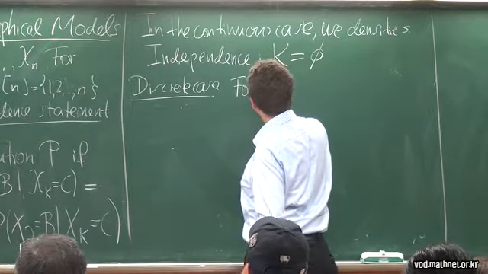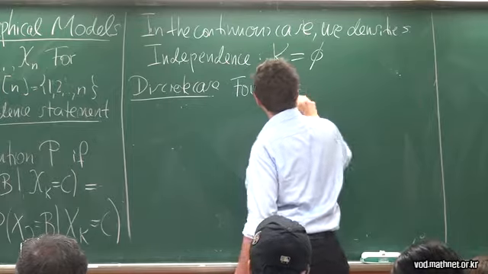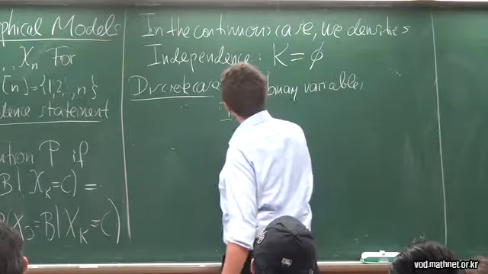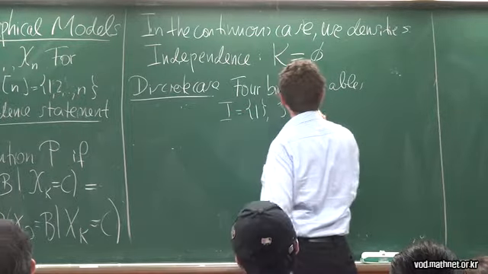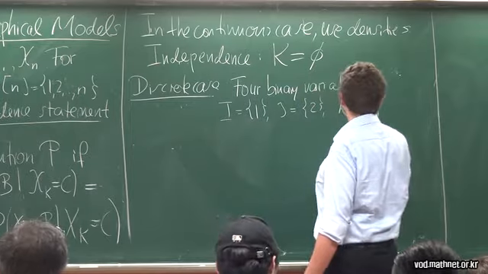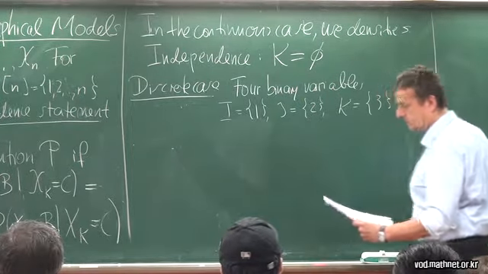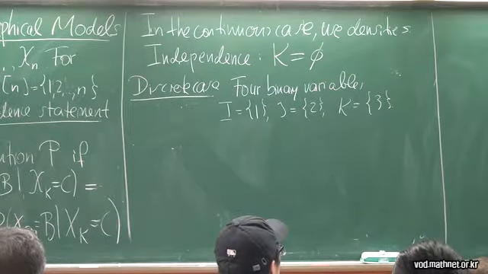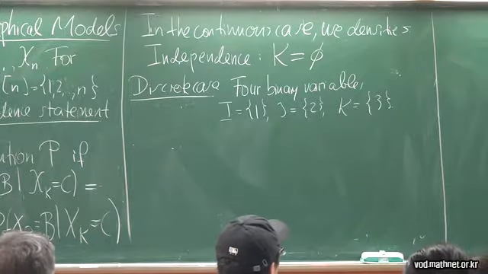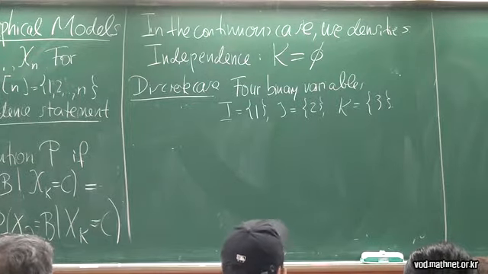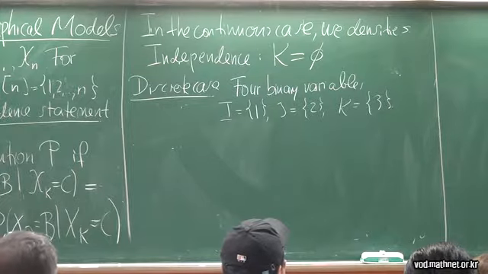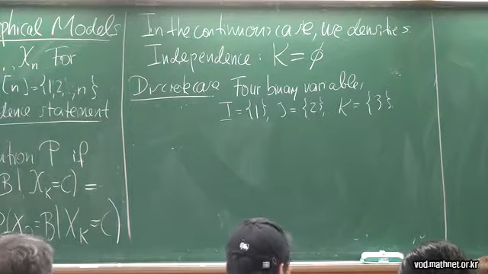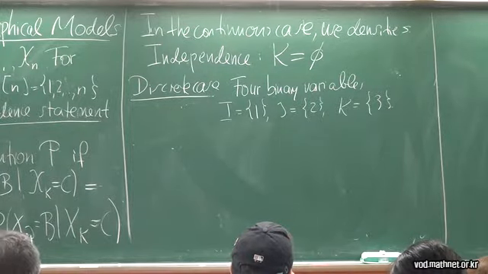In the discrete case, for example, let's look at 4 binary random variables. And let's take I to be the singleton 1, J to be the singleton 2, and K to be the singleton 3. The set of all distributions that satisfy this statement is a model. That model is a subset of the 15-dimensional simplex. 2 times 2 times 2 times 2 minus 1 is 15. So with 4 binary variables, we're in a 15-dimensional simplex, and we have specified a model.